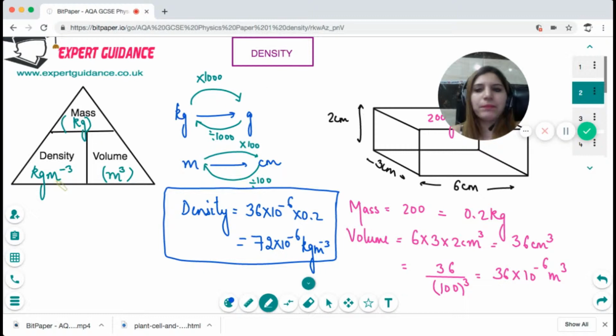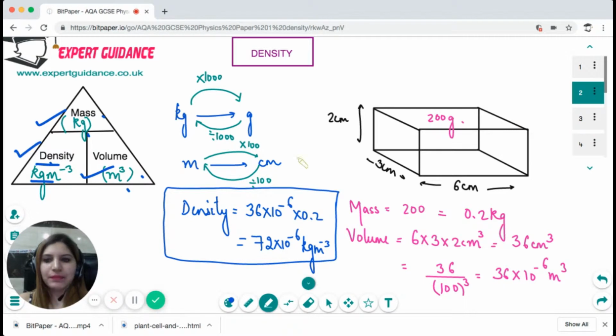If you remember, density is mass over volume. The mass has to be in kilograms and the volume has to be in meters cubed. So the unit of density is kilograms per meter cubed. In order to measure the density of a substance, you should have the mass and the volume.